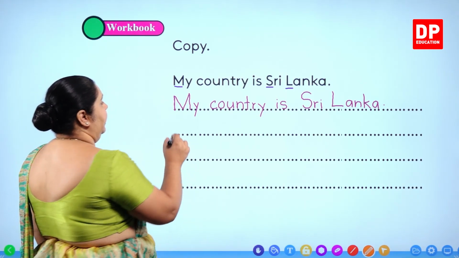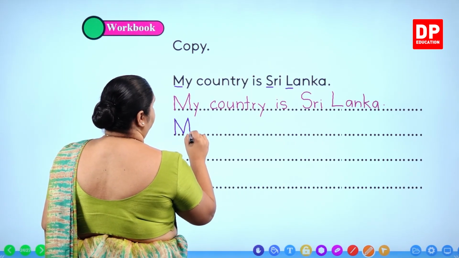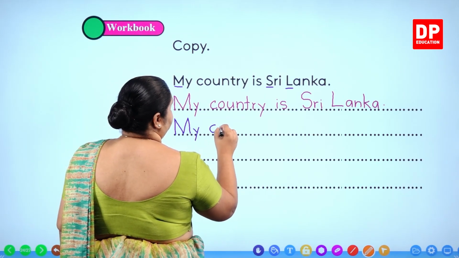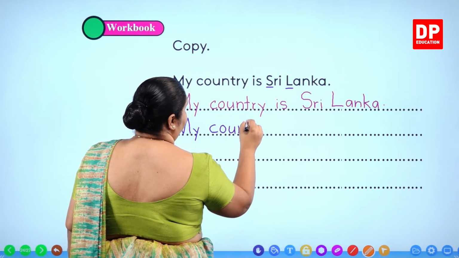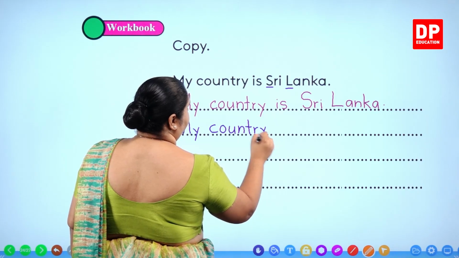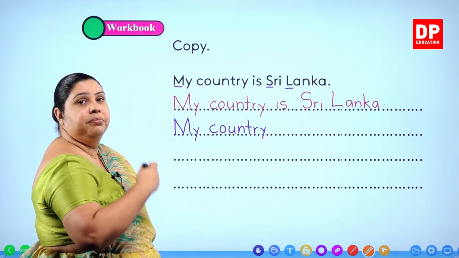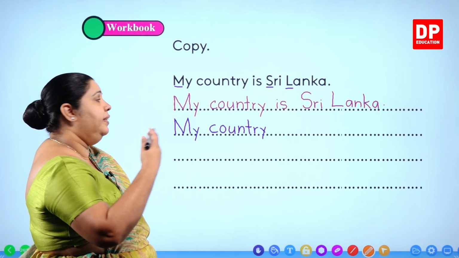We'll go to the next line. My country. C-O-U-N-T-R-Y. You say the spelling and then you write.